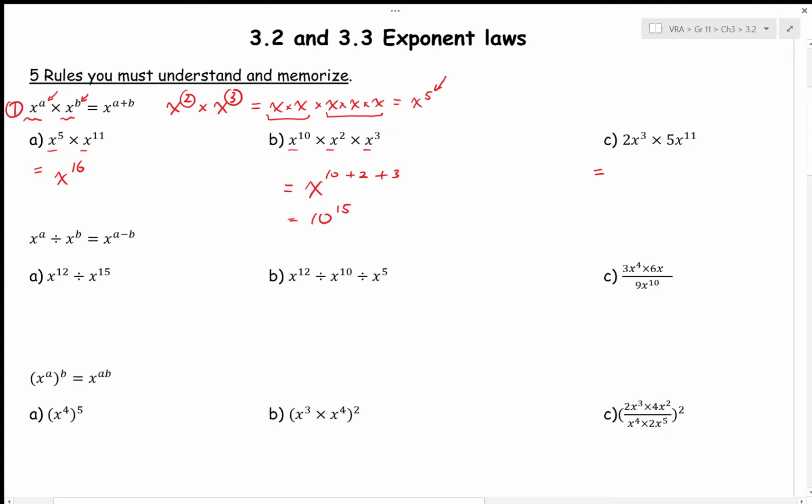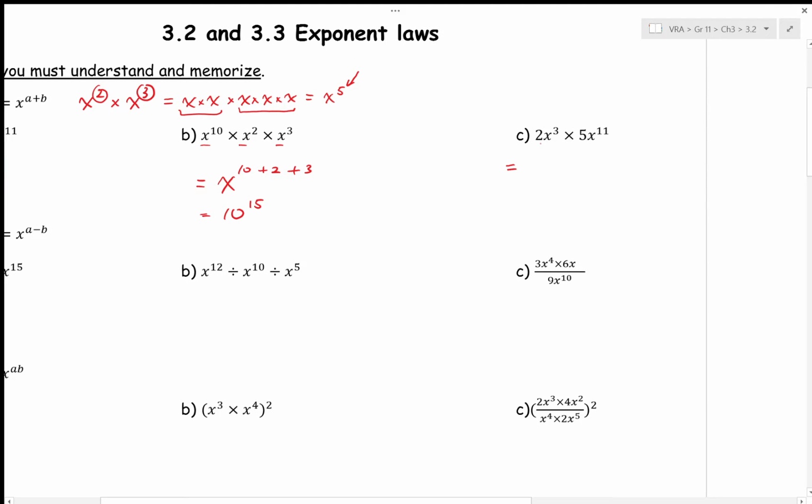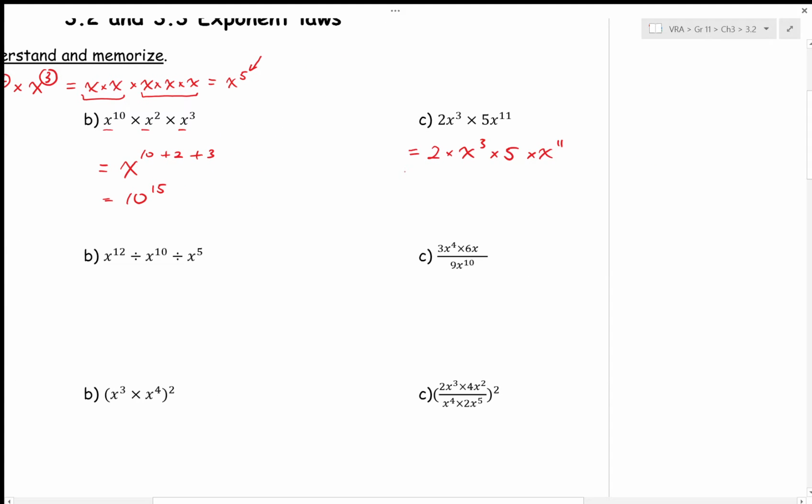Then the last one of the first rule, if you take a look at it, we have 2x cubed. Now, sometimes you may think that, oh, it's 2x, whereas the next one is 5x. They're not the same bases. Apparently, this is actually 2 times x cubed times 5 times x to the power of 11. So we can simply switch the position so that it becomes 2 times 5 and then times x cubed times x to the power of 11. So I basically switched these two terms' positions.